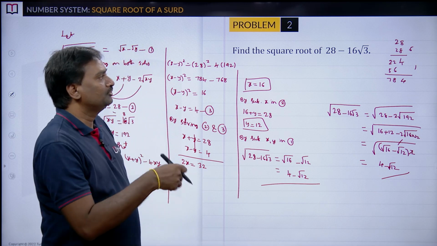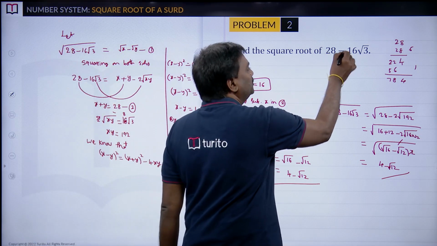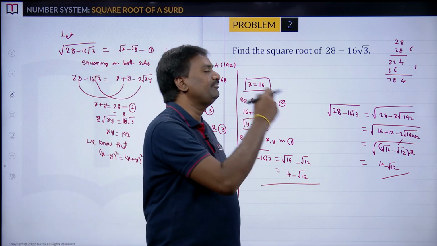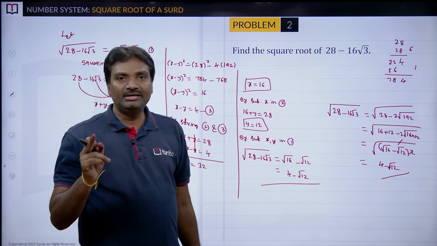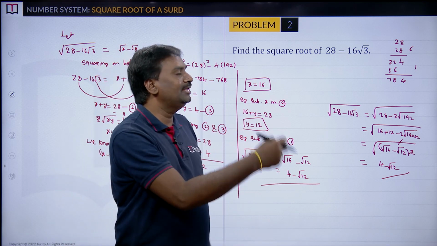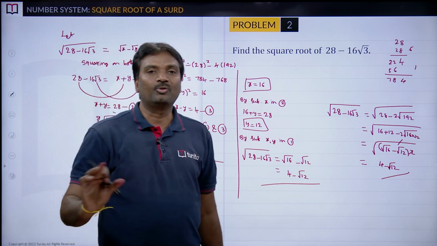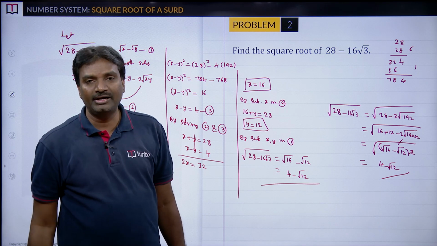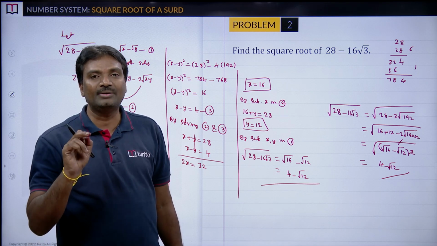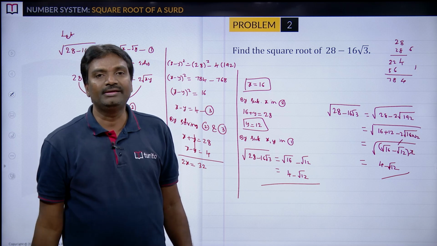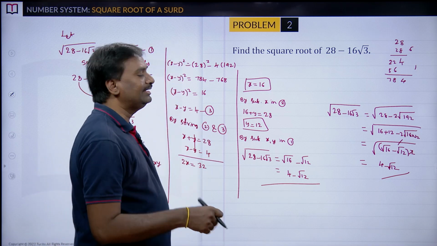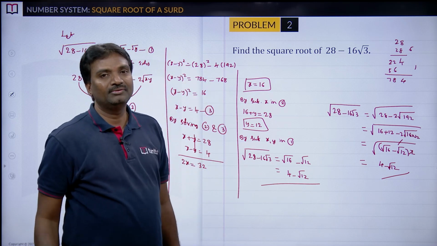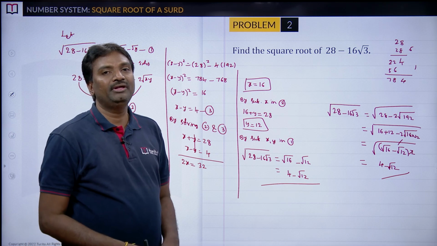Hope you understood. In the previous problem, we had a positive sign between the two numbers. In this problem, we have a minus sign between the given two numbers. If plus is there, take root x plus root y. If minus is there, take root x minus root y. The procedure is the same. Squaring on both sides, compare rational and irrational terms on both sides. You will get two equations in terms of x and y. Solve them, you will get the values of x and y. After getting the values of x and y, substitute them in equation 1. From that you will get the square root of the given surd.